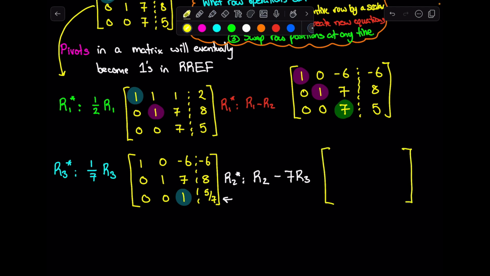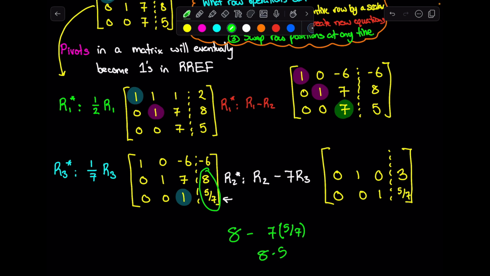So what do I mean? If I operate on this thing, I have 0, 0, 1, and 5/7. My row 2 now is going to become 0, 1, 0. Now I have to remember that I took row 2, which is right here, row 2, and I'm subtracting 7 of row 3, which means I'm going to get a 3 in this spot, right? Because if I take this, and I do 8 minus, and I do 7 times row 3, that's going to give me 8 minus 5, and last time I checked, that is indeed 3.